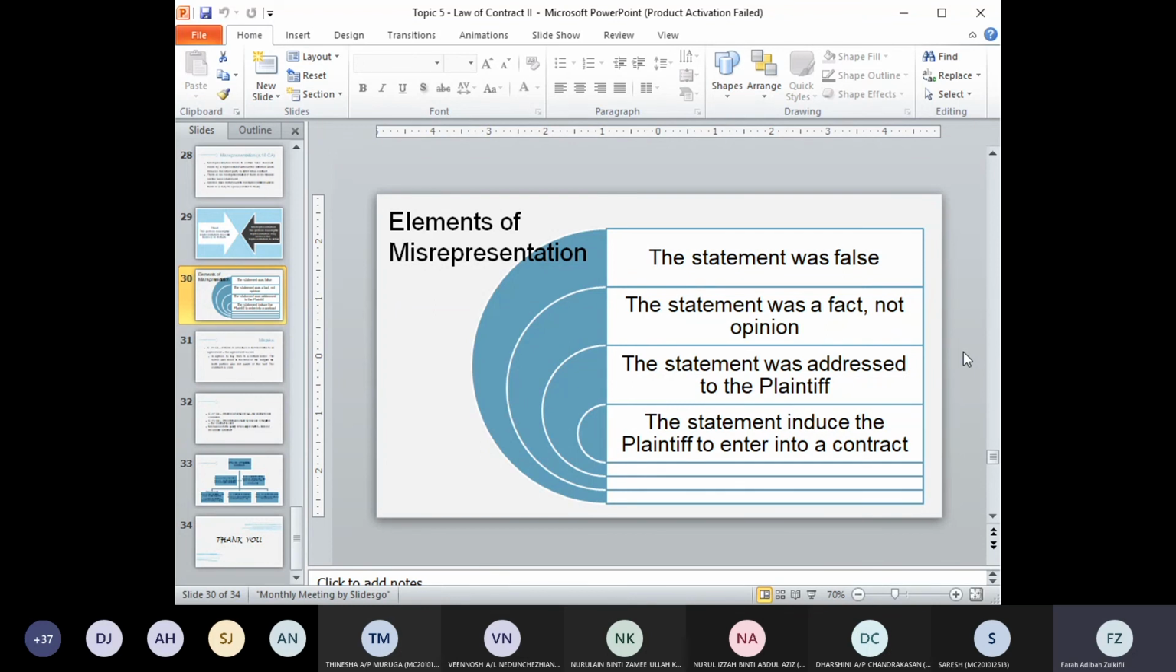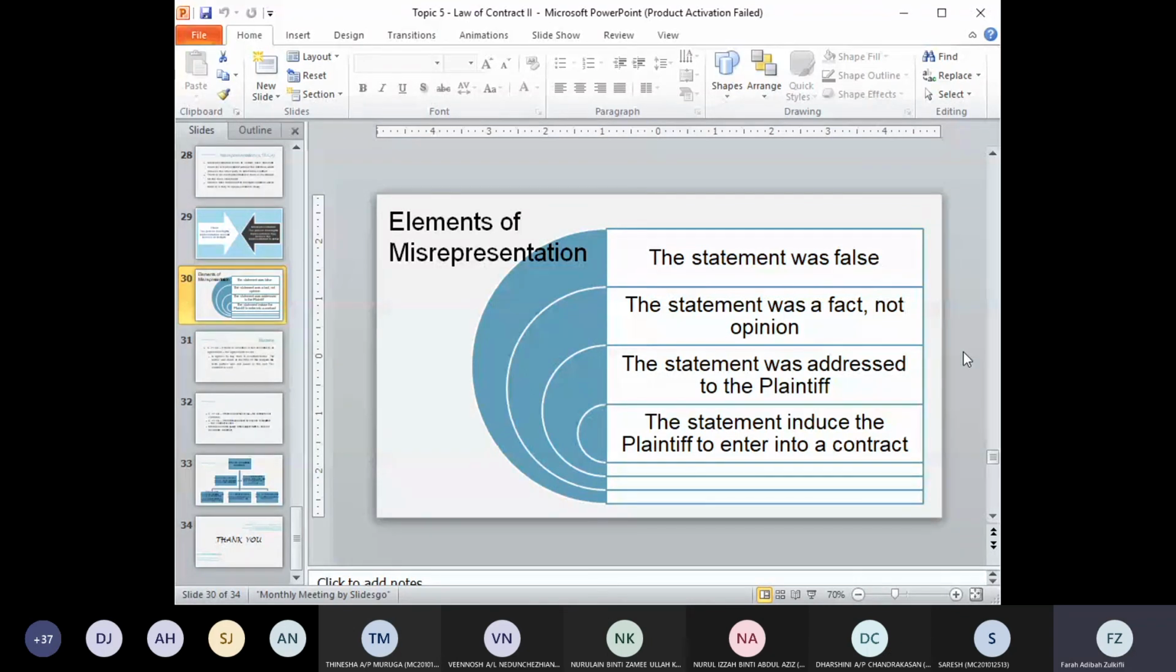So you can see the illustration of misrepresentation under section 18. Under section 19, there are also some illustrations on the type of situation when a contract can be voidable.